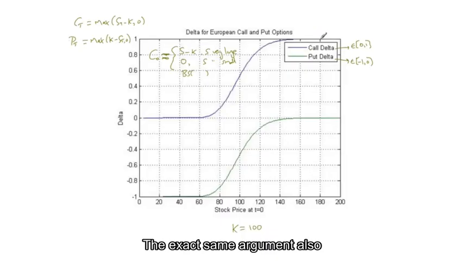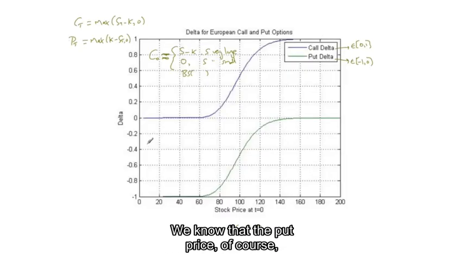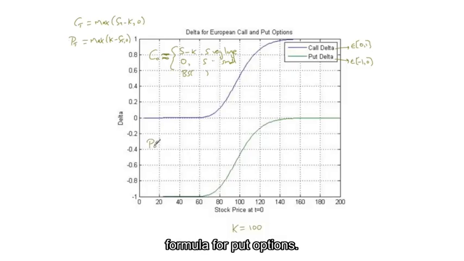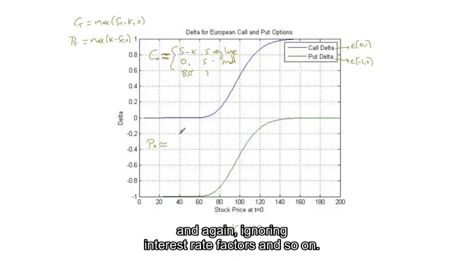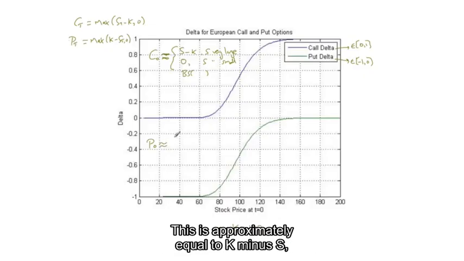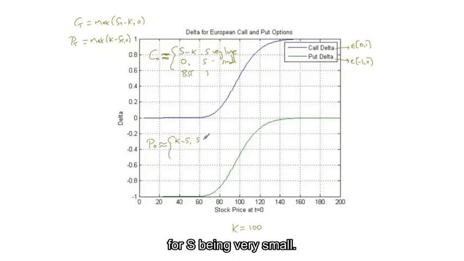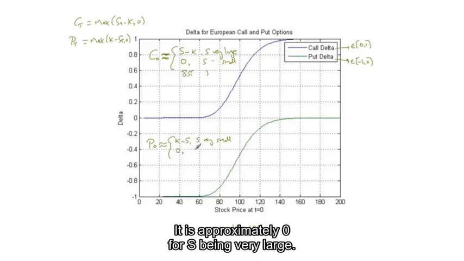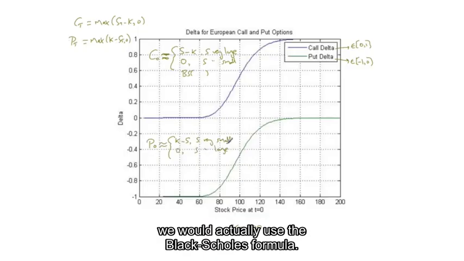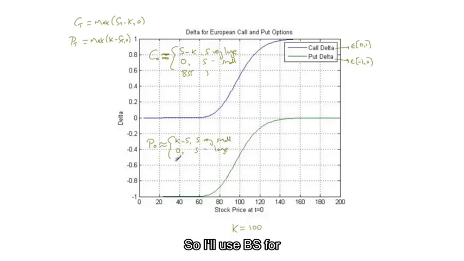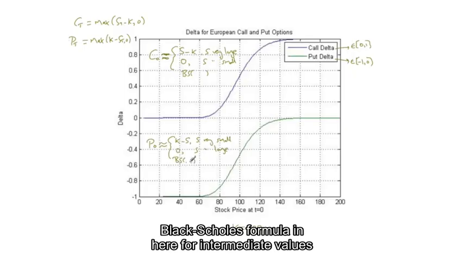The exact same argument also holds true for the put price. We know that the put price, of course, is given to us by the Black-Scholes formula for put options, but we can also write this as being approximately, and again ignoring interest rate factors and so on, K minus S for S being very small, and approximately 0 for S being very large. And for intermediate values of S, we would actually use the Black-Scholes formula. So I'll use BS for the Black-Scholes formula in here for intermediate values of S.